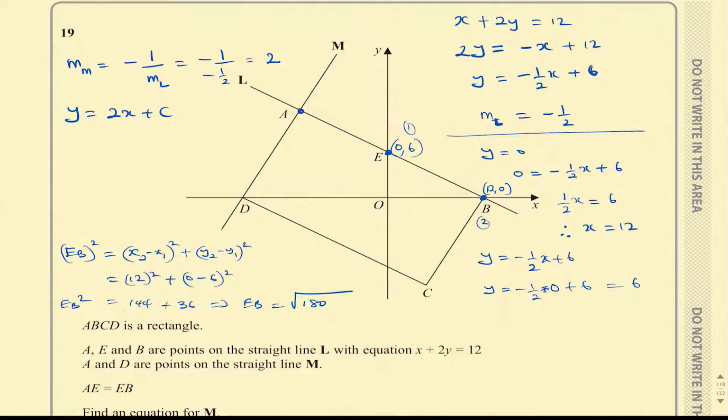Now that we got that, we can now equate EB to AE. So let's do that. Now, AE, this is for line M now. So we're going to do M now.